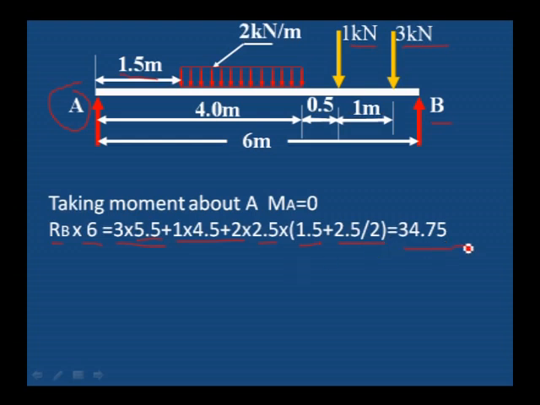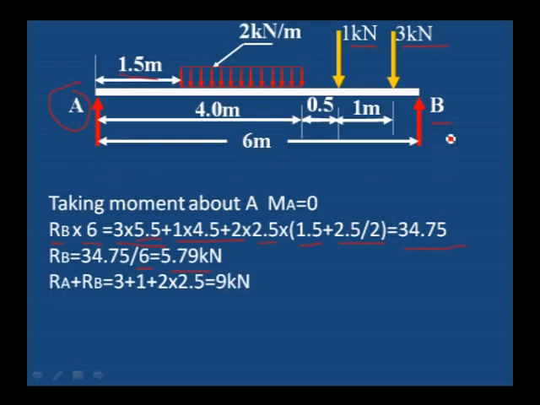Then we will get the moment about A. The anti-clockwise moment is RB into 6, the clockwise moment is 34.75. Therefore, RB is equal to 34.75 divided by 6. We will get the value of RB as 5.79 kilonewton.